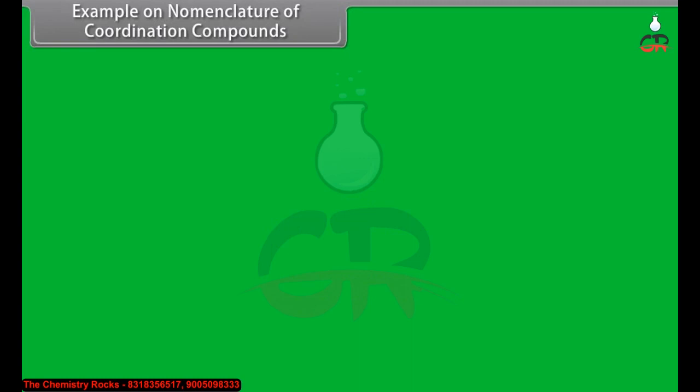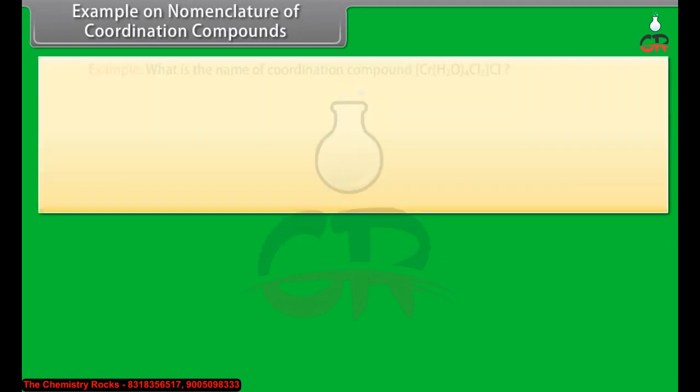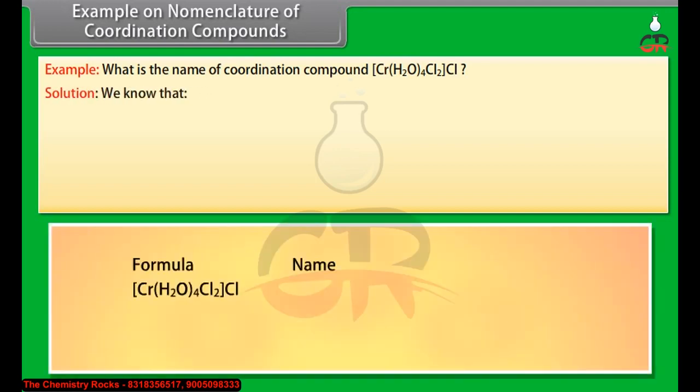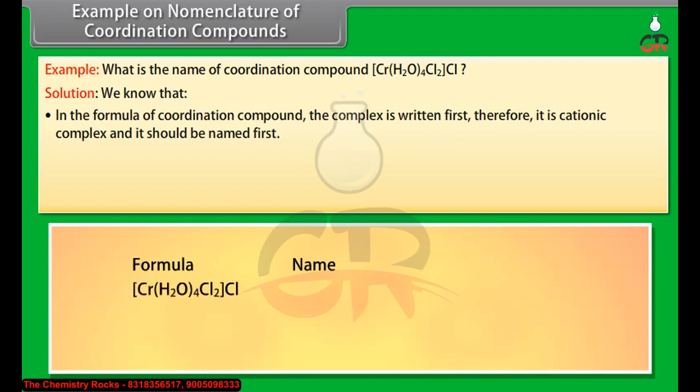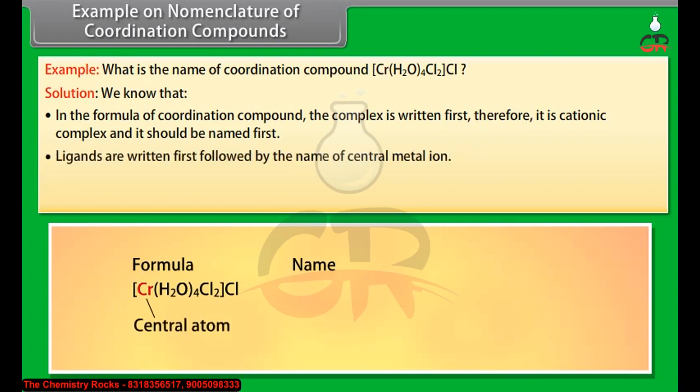Example on nomenclature of coordination compounds. Let's take an example. What is the name of the coordination compound [Cr(H2O)4Cl2]Cl? Let's see the solution. In the formula of a coordination compound, the complex is written first, therefore it is a cationic complex and it should be named first. As per the rules, while naming the complex, ligands are written first followed by the name of the central metal ion.